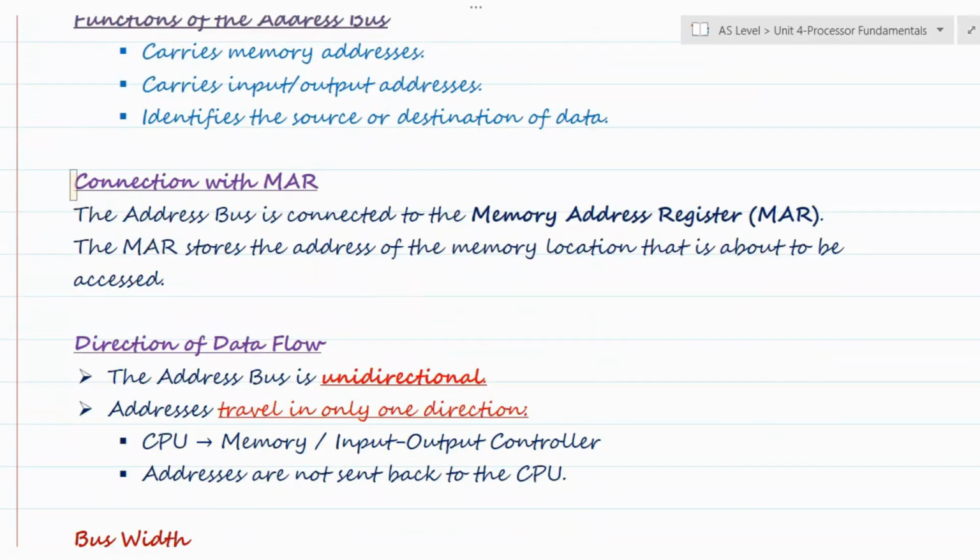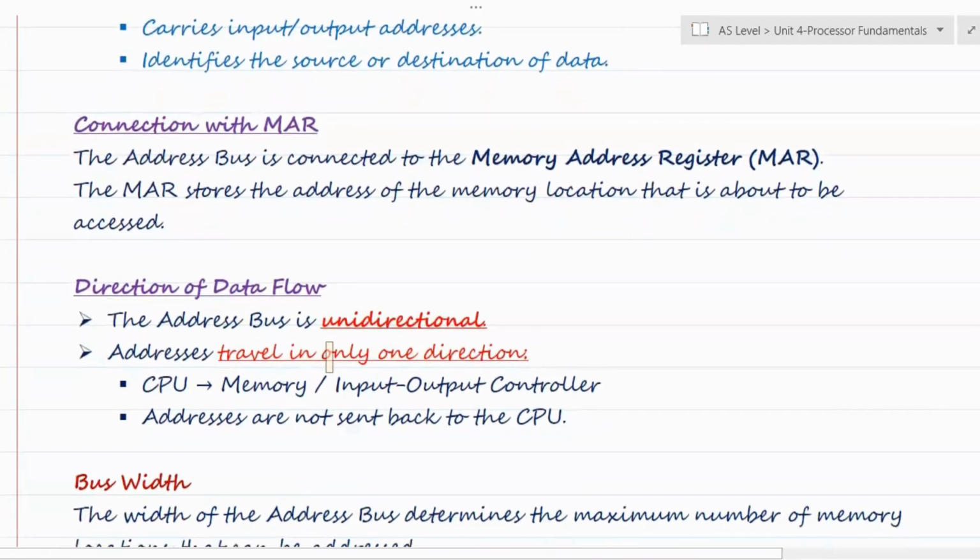In fact, address bus has a connection with memory address register. Remember registers we covered in one of my previous videos. So you can revisit your concepts by watching that video again. So address bus is connected to the memory address register, and the memory address register stores the address of the memory location that is about to be accessed. So the address bus then carries that address to memory or an input-output controller. In simple words, the address bus tells the computer where communication needs to take place.